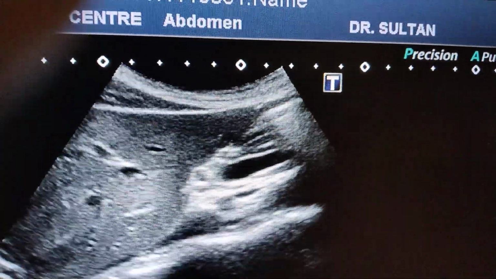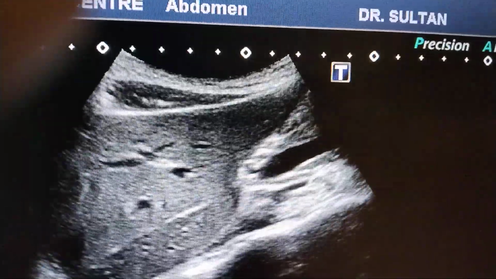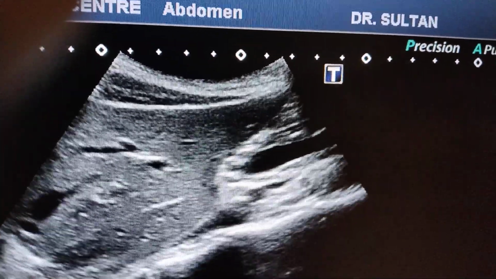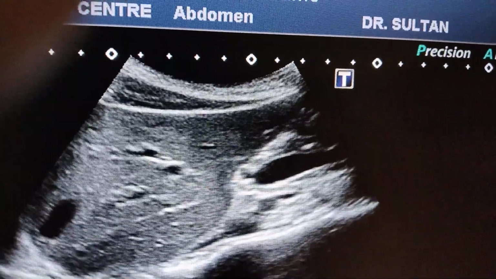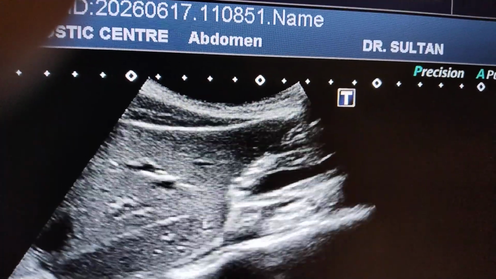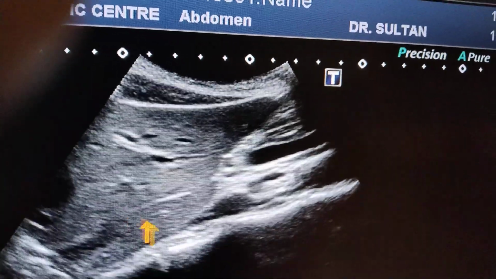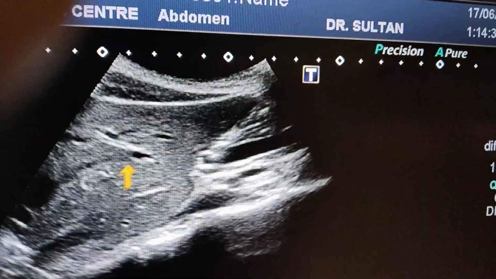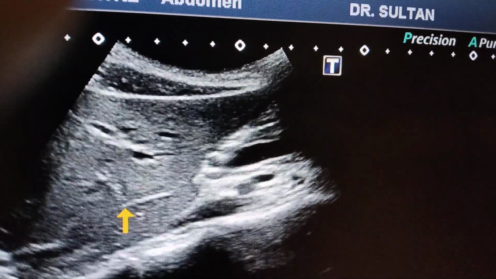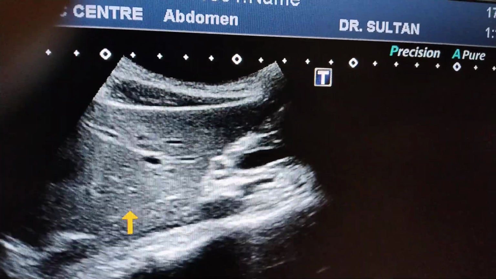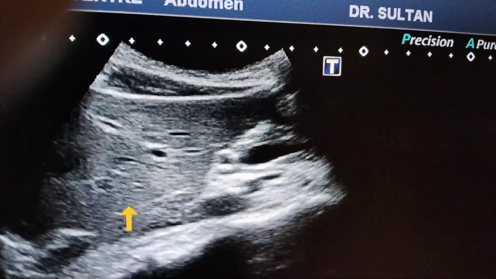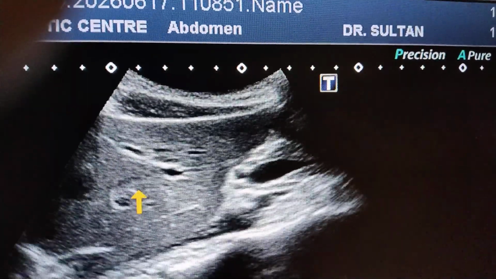Now the patient is in the supine position and I have placed the probe at the epigastric region. And in the epigastric region, when we place the probe, we can see the liver. This is the liver, and at the epigastric region, this is the left lobe of the liver. The probe should be making 90 angle with the floor, so then we can appreciate the left lobe of the liver.